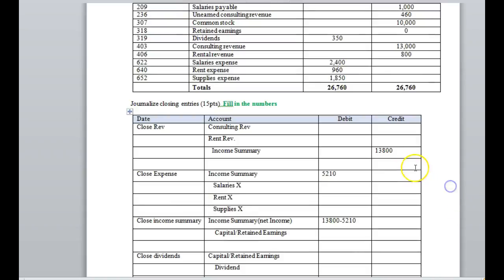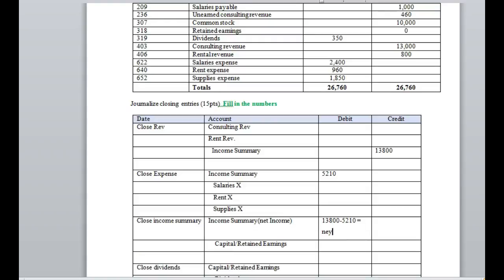Very last one, and this is very quick. If you have a $13,800 credit in the income summary and a $5,210 credit in the income summary, that means when you close that account, it's going to be $13,800 minus $5,210, and that actually will equal net income.